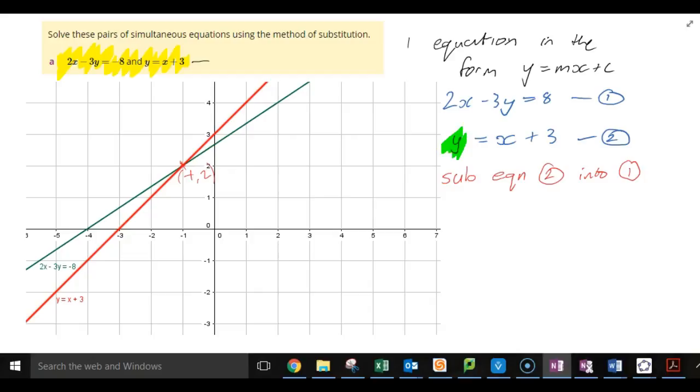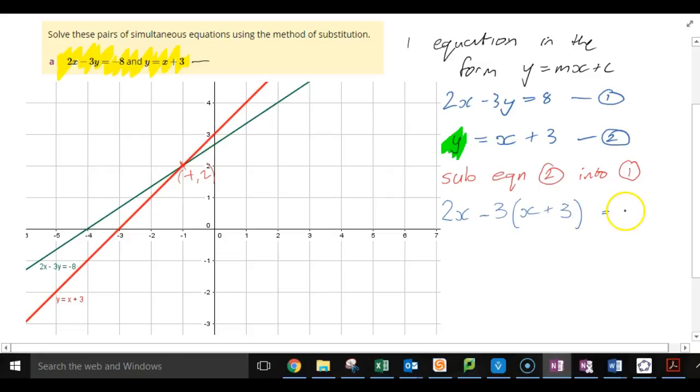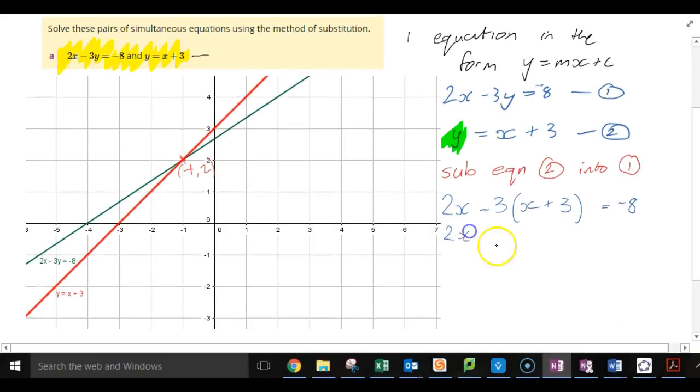So we have a new equation: 2x minus 3, and because we know y is x plus 3, that goes in here. It's negative 3 times y, which is x plus 3, equals, it's actually negative 8. Excuse me for that. Now if you look at what we've got here, we've got an expression with just x's in it. So let's expand and work this out. That's 3x minus 9 equals negative 8.